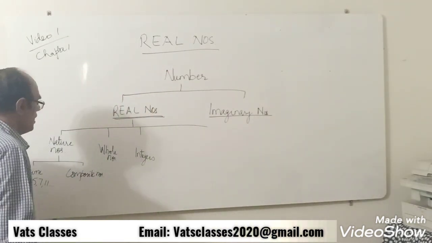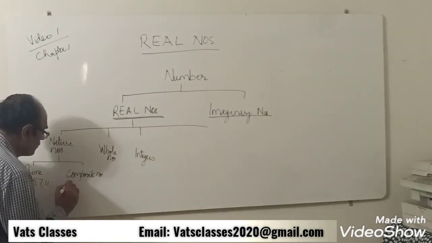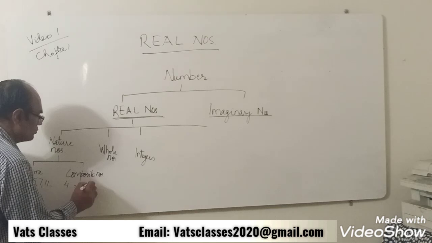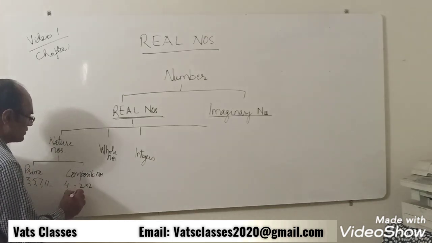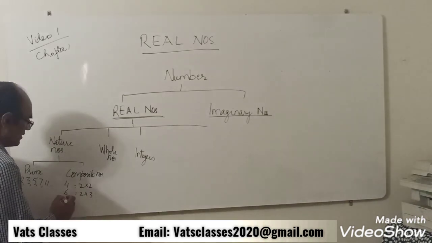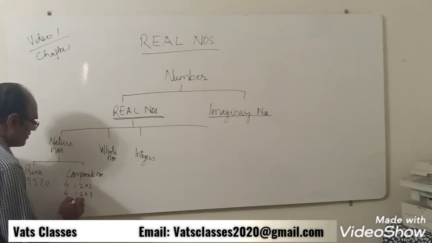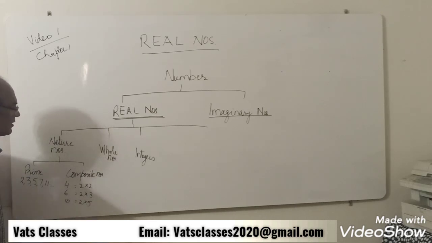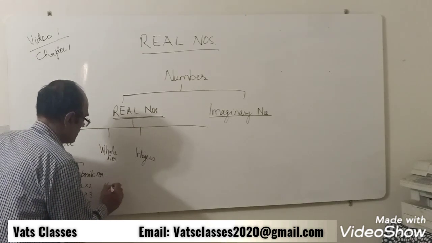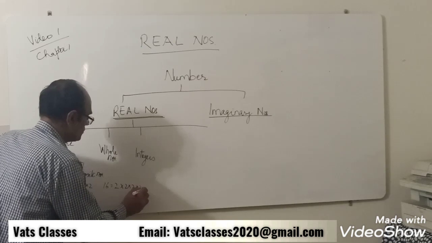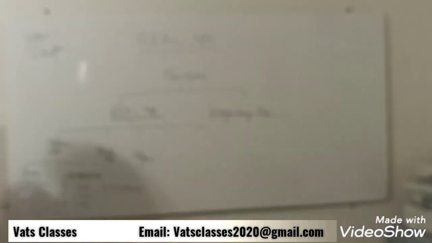For example, 4 is 2 into 2, 6 is 2 into 3, then say 10 is 2 into 5, say 16 is 2 into 2 into 2 into 2, and so on.